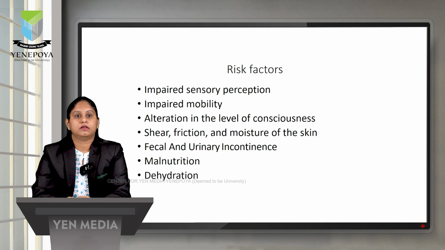Malnutrition. Healthy nutrition is very important for healthy skin, and here patients who are weak, malnourished, undernourished are more prone to development of pressure ulcers. Dehydration. Patients with less amount of fluid in the body, who are dehydrated, will have dry skin. The skin will be very fragile, which is more prone to the risk of development of pressure ulcers.